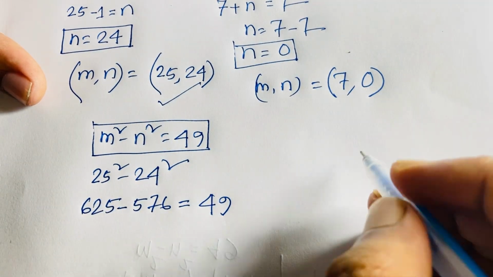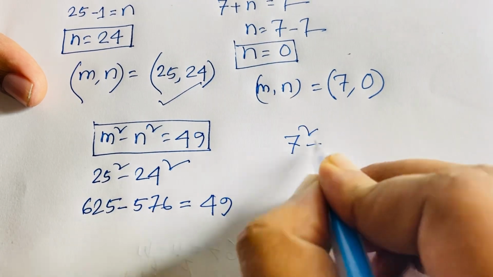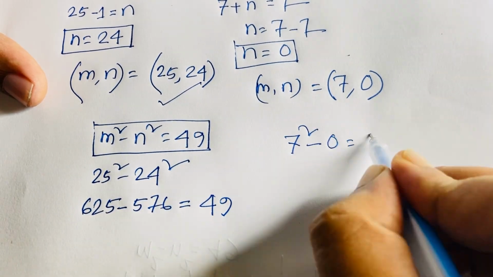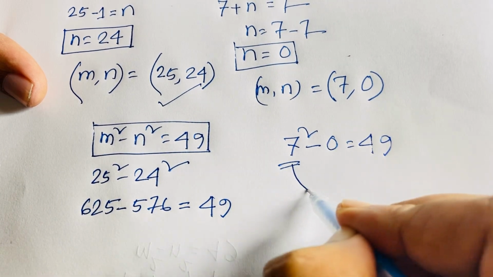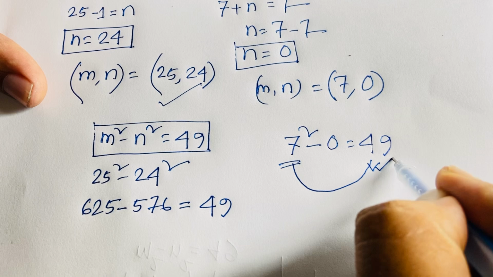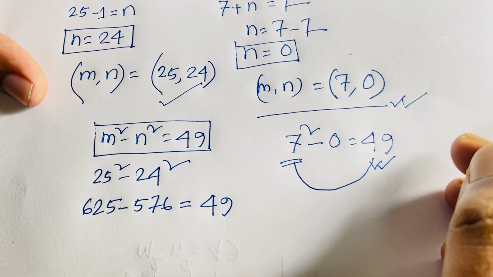And in the other case, m square is 7 square minus n square, which is 0, is equal to 49. We know that 7 square is always 49, so 49 is equal to 49. So I can say m equals 7 and n equals 0 is also our other right answer.